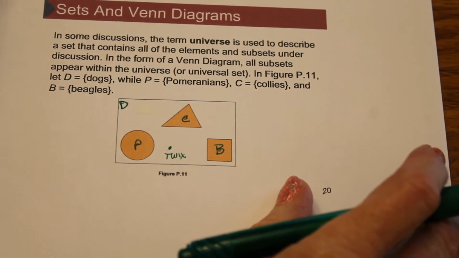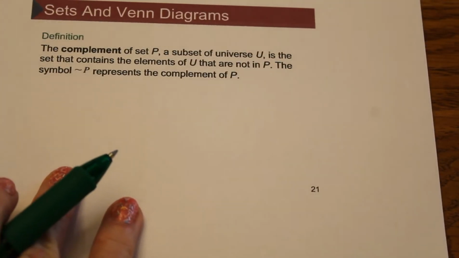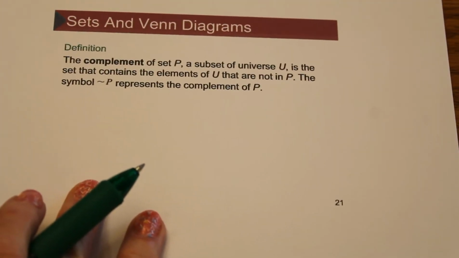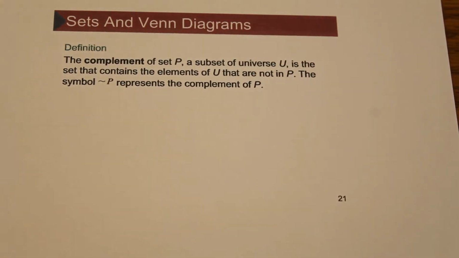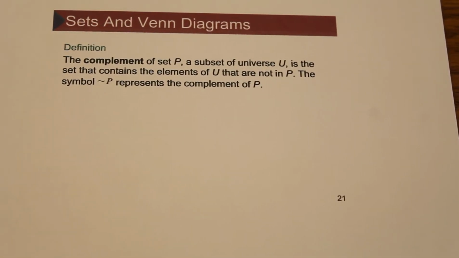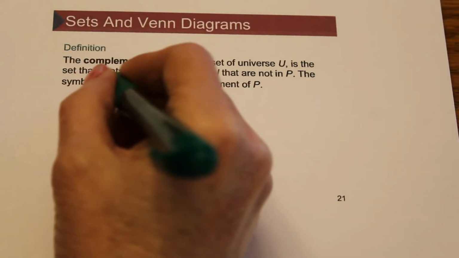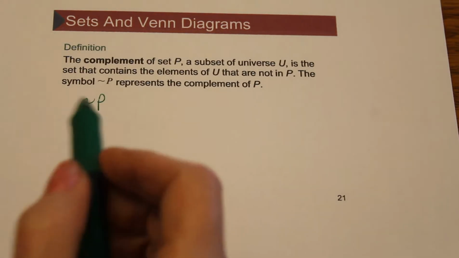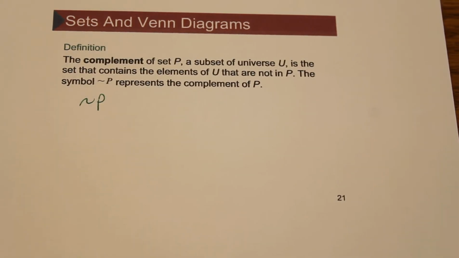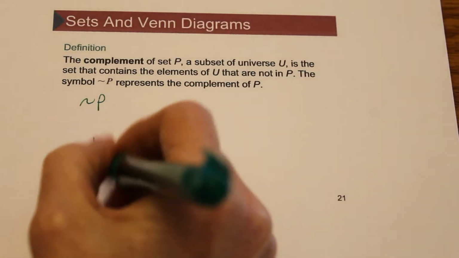So let's do one last practice here. The last word in our lecture here is complement. The complement of a set is a subset of the universe, U is the universe, that contains all the elements that are not in the set. In other words, it's not. That's our symbol, not. If we had a set P, not P are all the elements in the universe that are not in P. So let's do an example here.